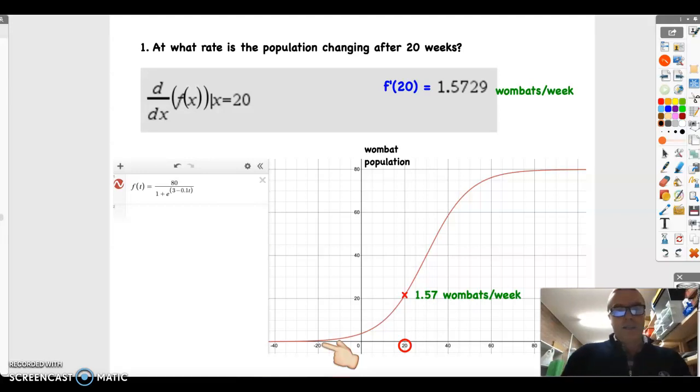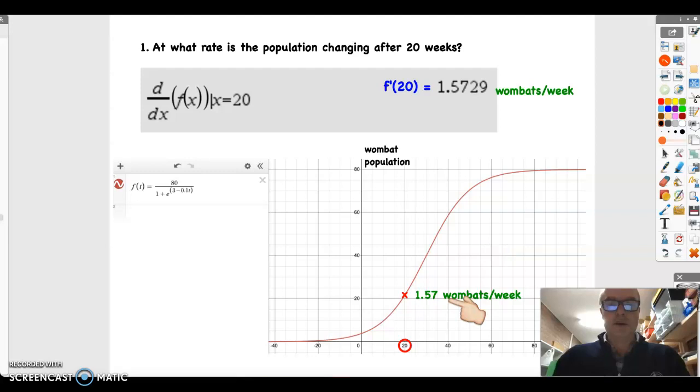So using the calculator, having defined the function, I've found the derivative of the function at a point where x equals 20. In other words, I've found f prime of 20, and we get a value of 1.5729. Now, because our function described the population of wombats and t was in weeks, the units for this rate of change is 1.57 wombats per week.